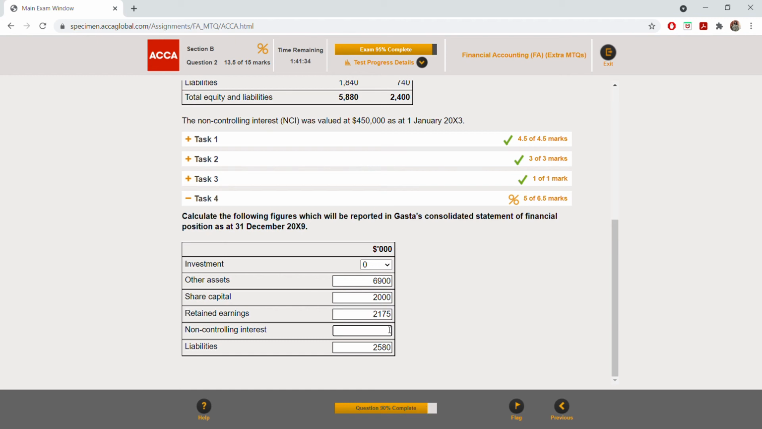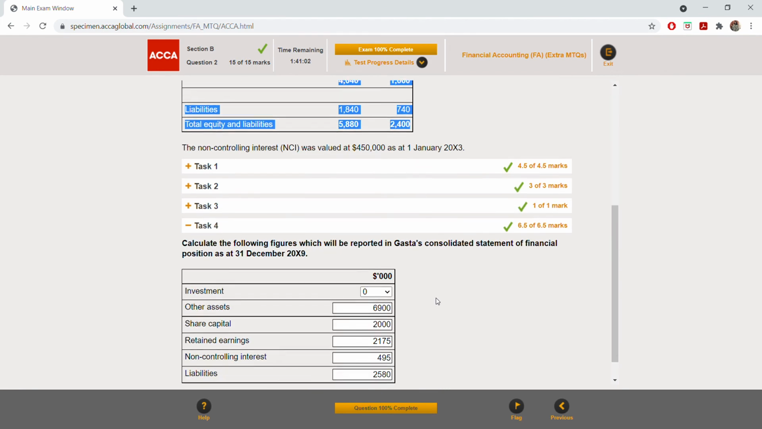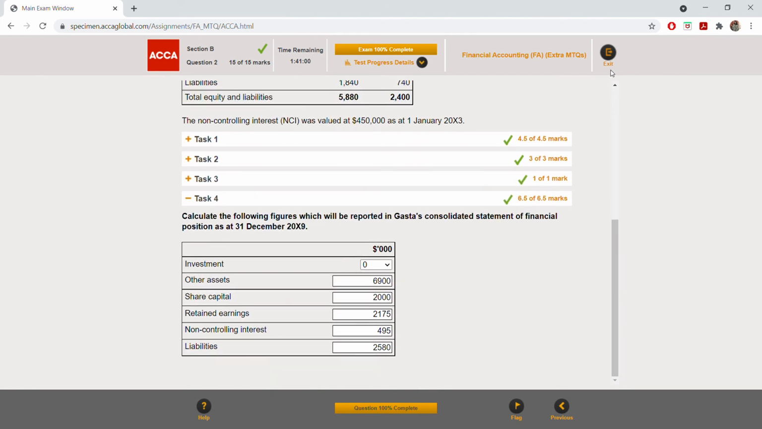Next we have NCI, non-controlling interest. So non-controlling interest will be how much? 495. How? NCI at acquisition was how much? If you see, it is given as 450,000. This plus the post acquisition retained earnings. So what is their share? 25%. 25% of post acquisition earnings, same: post acquisition earning is 660 minus 480. So 495.